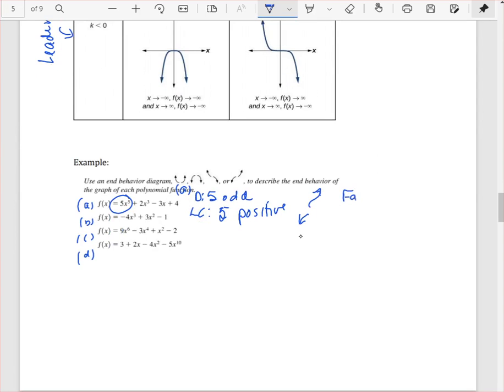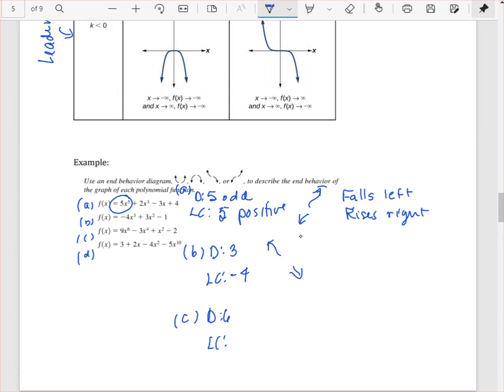So sometimes you see it as left falls, right rises, or you see the little arrows pointing in different directions. The degree on letter B is 3 and the leading coefficient is -4. So in this one, it would go like that. C, the degree is 6 and the leading coefficient is 9.